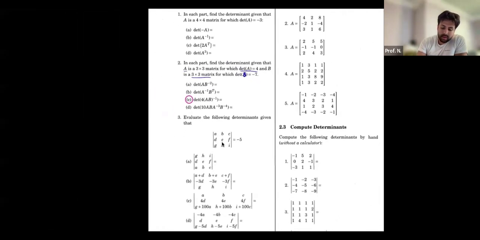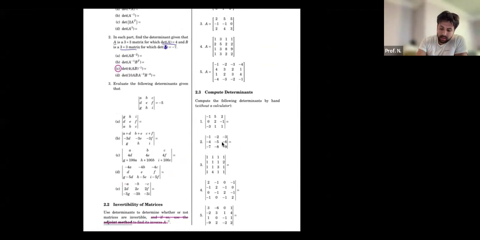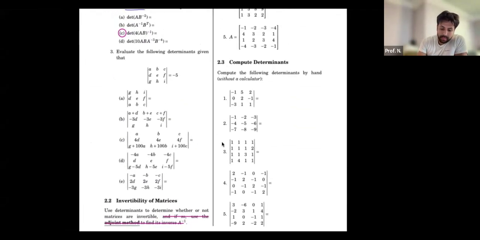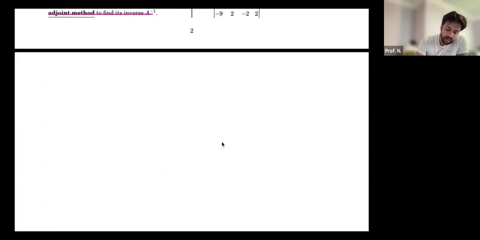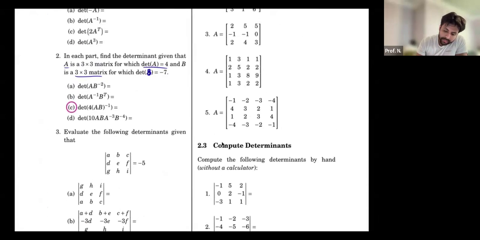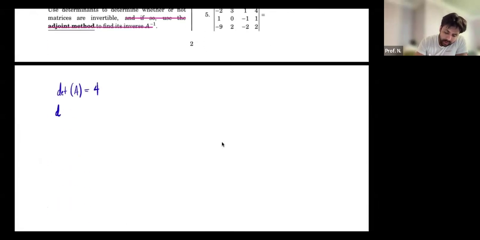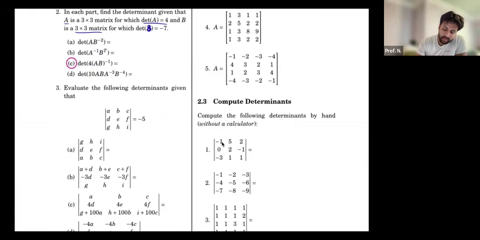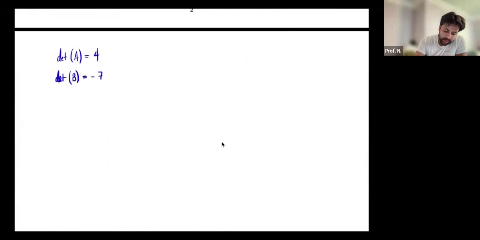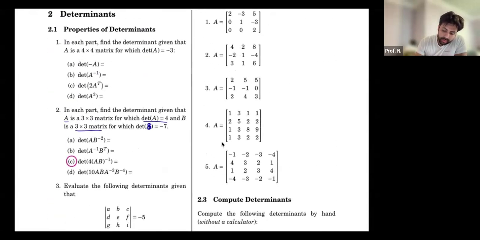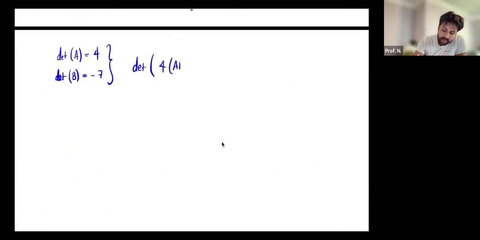So the determinant of A was 4, and the determinant of B was -7. I want to figure out the determinant of 4 times AB to the -1 power, knowing these two things.